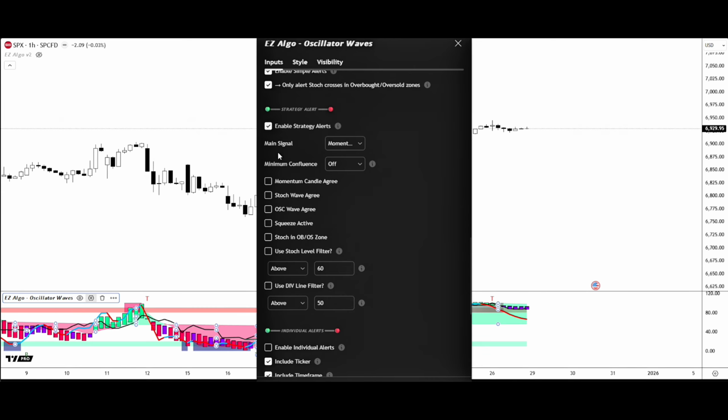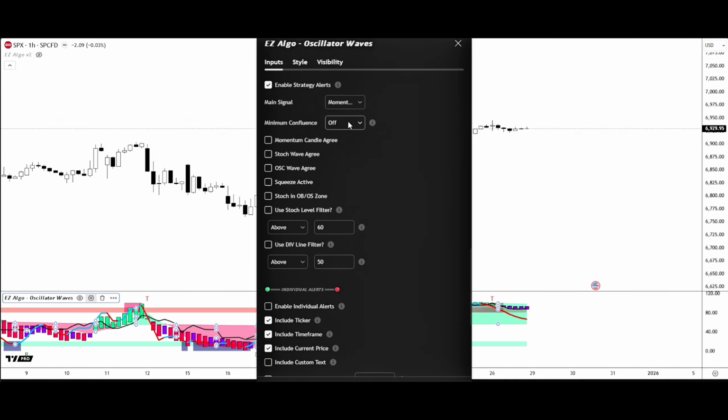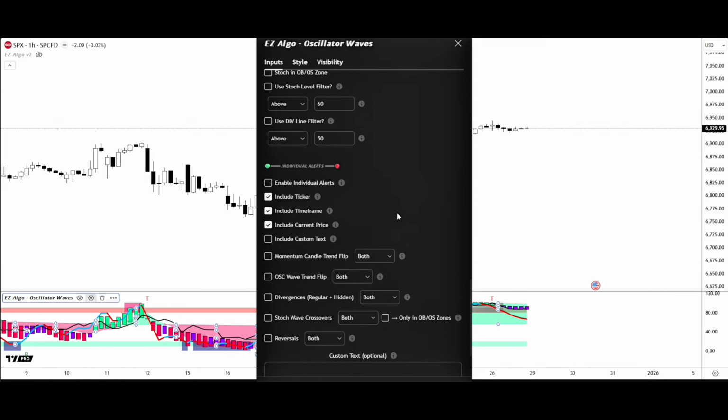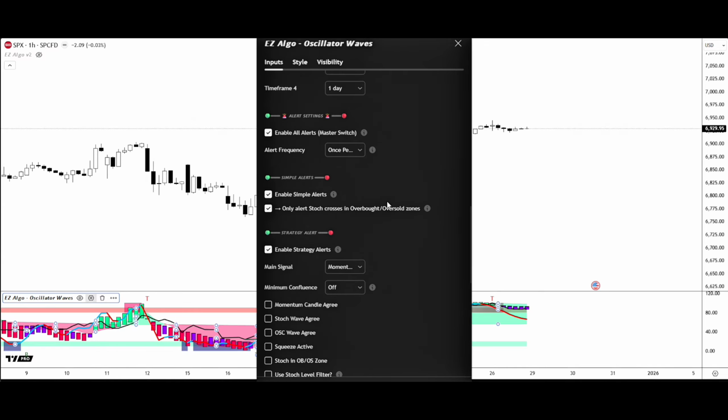We can also enable strategy alerts. So let's say for the main signal, we want to do momentum candles are bullish, they're bearish. Our overlay is bullish, bearish, or maybe our Stoch wave is bullish, bearish. We can do that. We can add our confluence, how many indicators in the script have to align with it to agree. And we're all set for that.